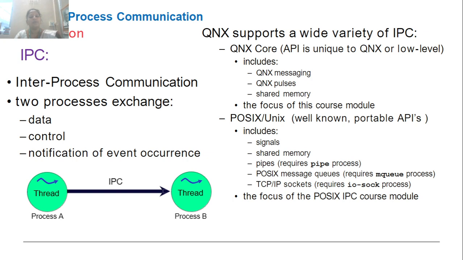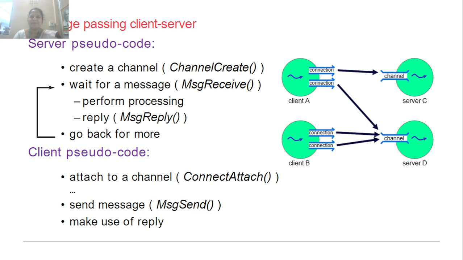This includes signals, shared memory, pipes, which require the pipe process, then POSIX message queues, which require the MQ process, and TCP/IP sockets, which require the io-sock process, and this is the purely focused POSIX IPC course module. So for message passing client-server, the server pseudocode is: create a channel, wait for a message with receive, perform processing, reply to the message, reply, and go back for more.